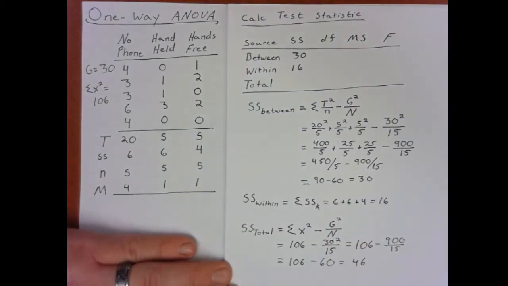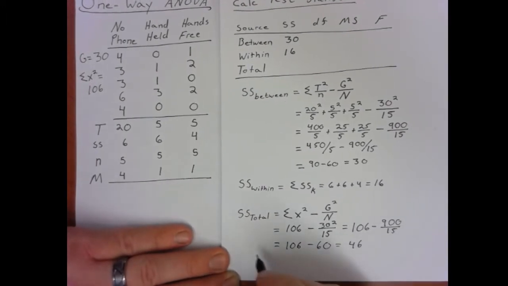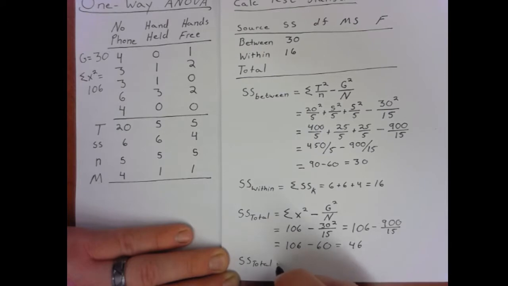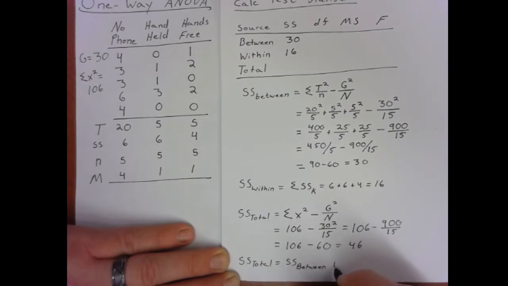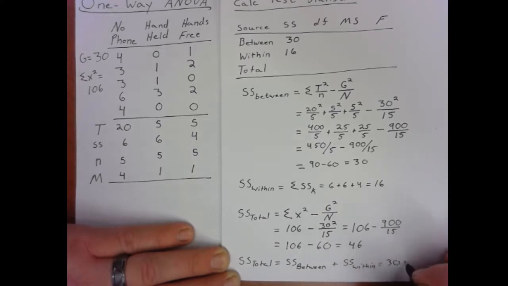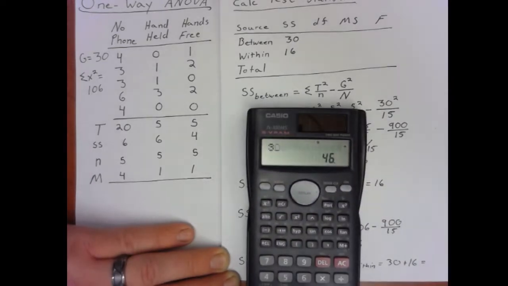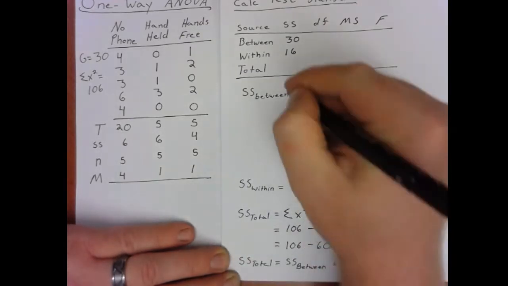Now, here's where you can check your math, because another way to calculate SS total is to take the sum of squares between and add them to the sum of squares within. So when we add 30 plus 16, we should get 46, which we do. All right, so that checks out.